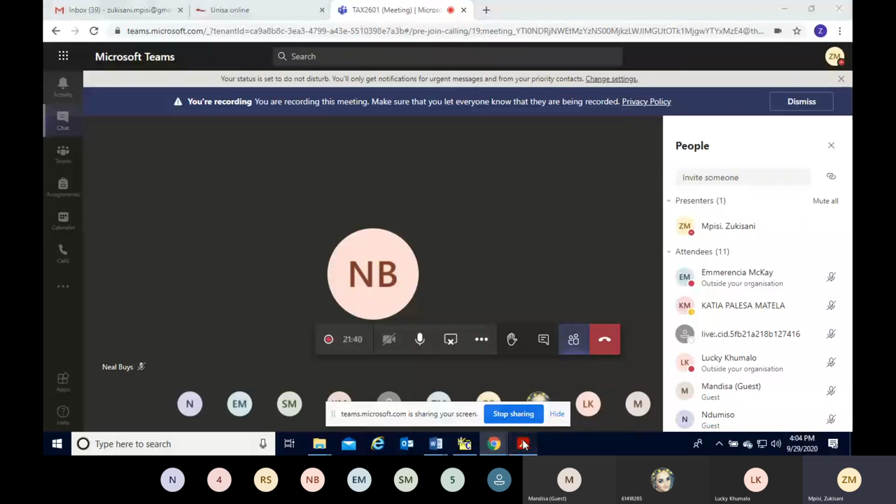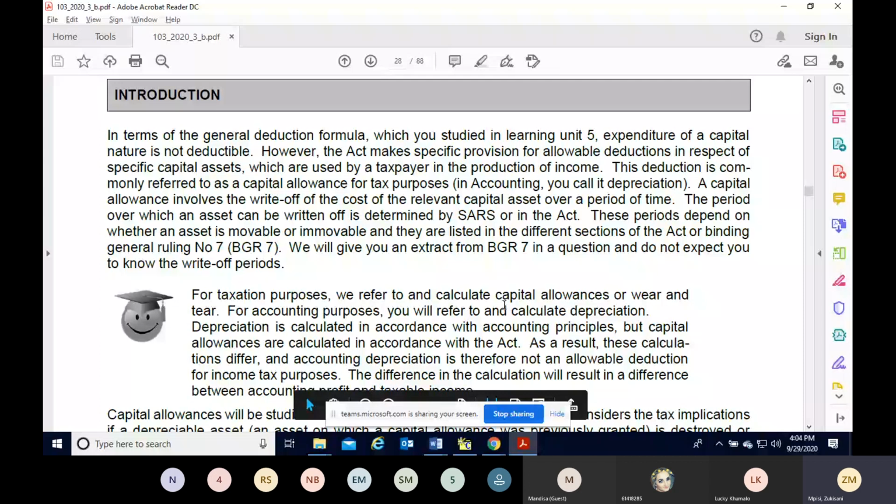We are going to apply the exact questions that we have on the tutorial letter 103. So I'm quickly going to go through the capital allowances, and please try to integrate the capital allowances with your deductions, because you will find some of the important things you need to be able to distinguish between the two. So what is a capital allowance?